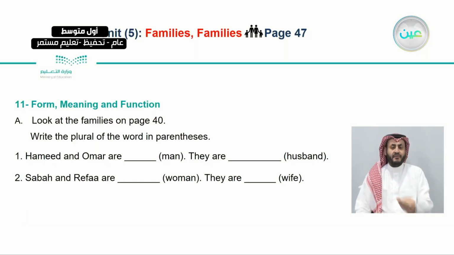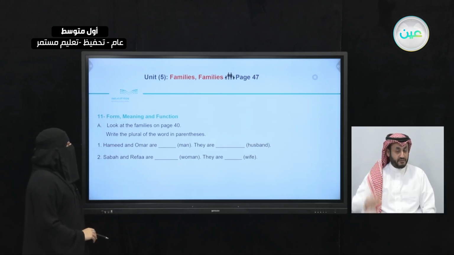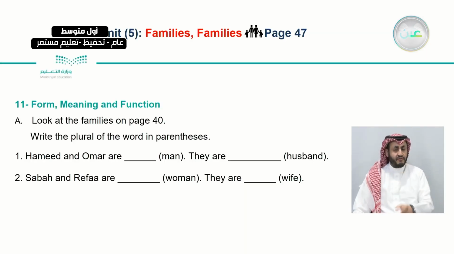Okay, good job. Let's look at letter A. Look at the families on page 40. Open your book, go back to the family pictures over there. Write the plural of the word in parentheses. Number 1, Hamid and Umar are man.